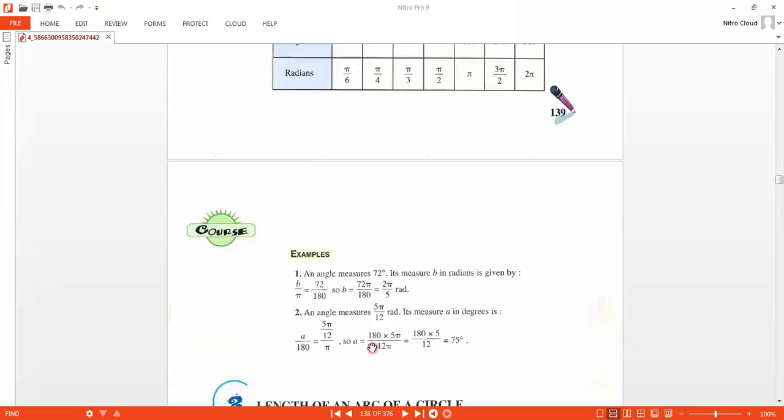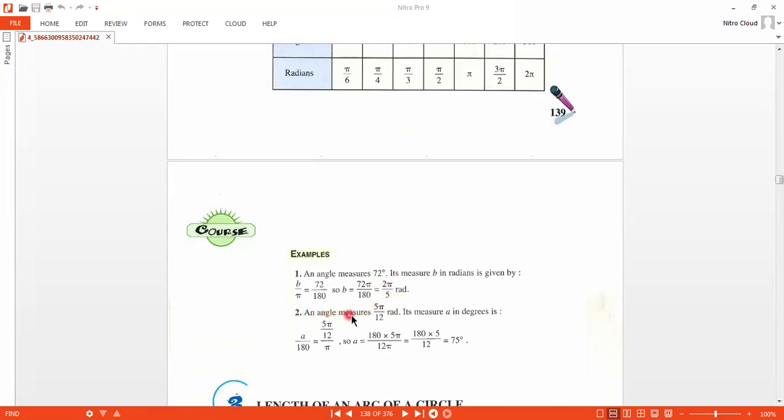Now let us do a simple exercise. If an angle measures 72 and they want it in radian, you put, as I told you, the 72 instead of A, and you do a cross multiplication. 72 times pi divided by 180, it's 2 pi over 5 radians.